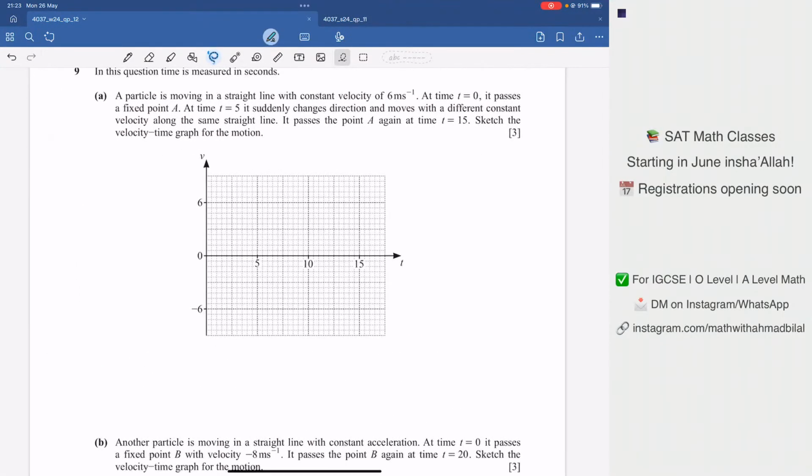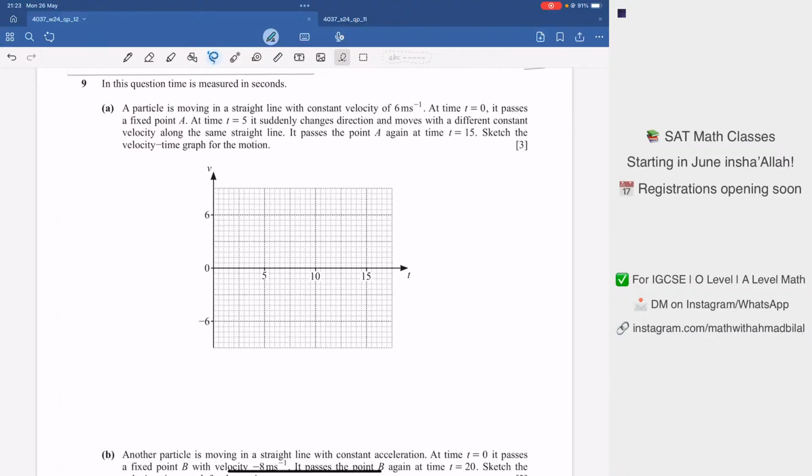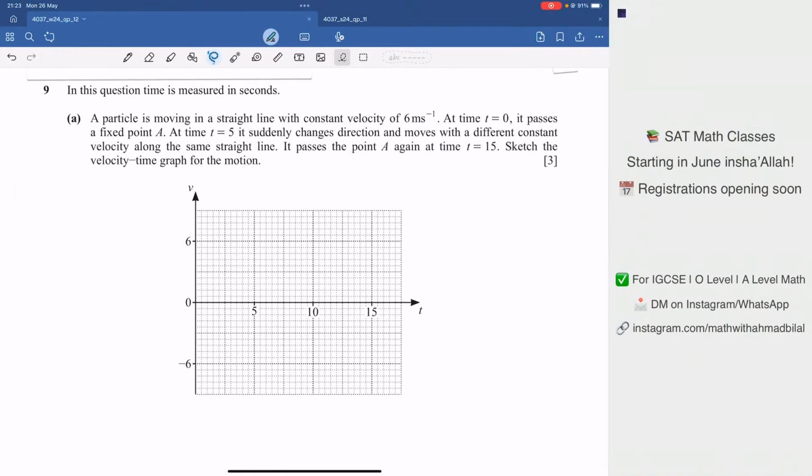Okay, so now they're saying a particle is moving in a straight line with constant velocity of 6 meters per second at time t equal to 0. It passes a fixed point A. At time t equals 5, it suddenly changes direction and moves with a different constant velocity along the same straight line. Okay, it passes the point A again at time t equals 15. Sketch the velocity time graph for the motion.